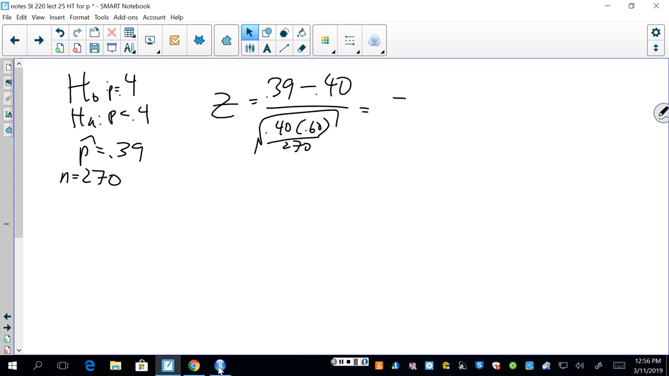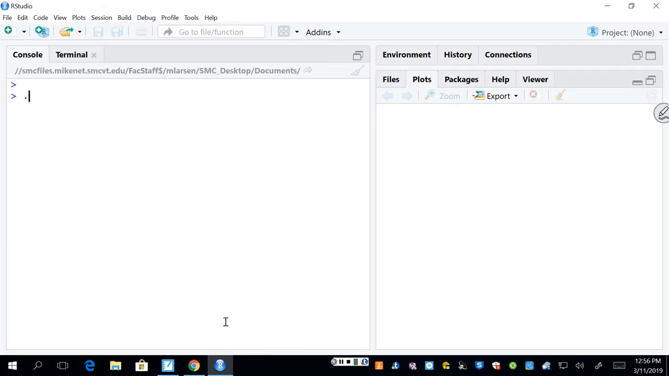I don't know what it is exactly. If the difference is 0.01, and then we do the square root of 0.4 times 0.6 over 270 in there, it was negative. So the z value is negative 0.34, and the chance that a normal is less than negative 0.34 is about 0.37.